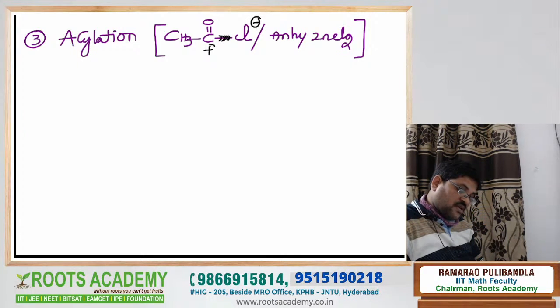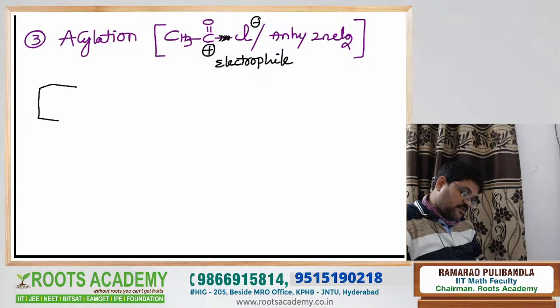The carbon gets what charge? Positive charge. Understood what I am saying? Now this is called the electrophile. So what is the electrophile? The acetyl carbocation is the electrophile. Again the same explanation, students. Now this is the benzene.